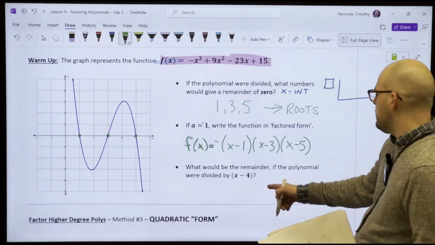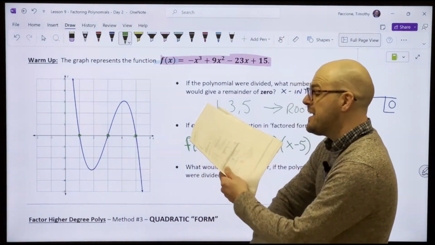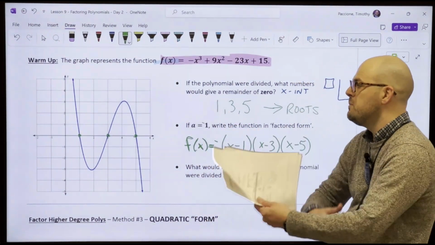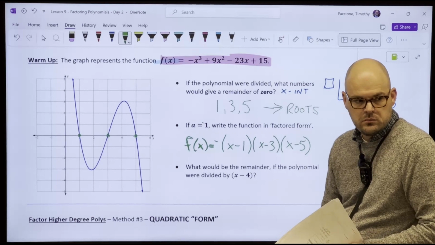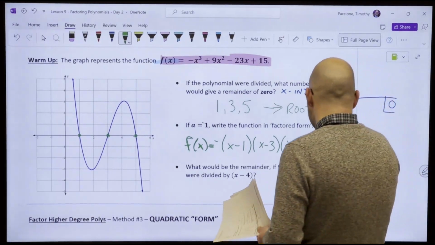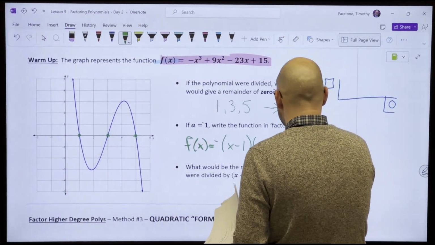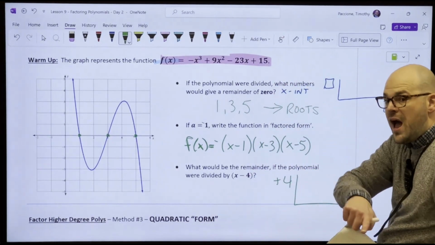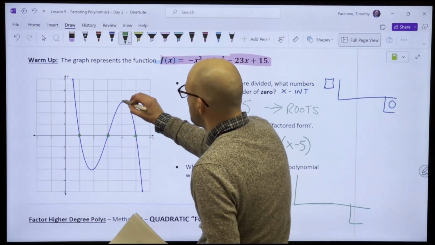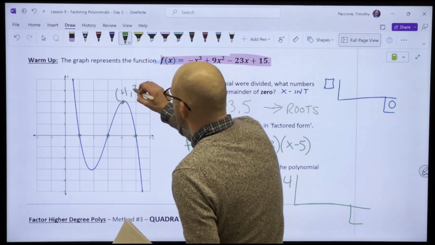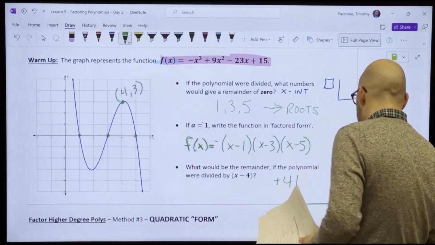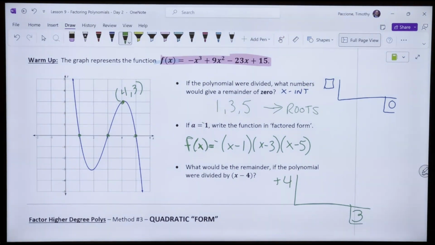So, last question. If the polynomial was divided by x minus 4, what would the remainder be? 3, right? Because with synthetic division, I would put a positive 4 on the outside, and I know the y that goes with that is 3, right? 4, 3. So 3 is your answer there, right? We're looking for the output for that input. Okay. Questions on that? Any? Okay. So that's the remainder theorem, factoring using a graph. That's where we're coming from.